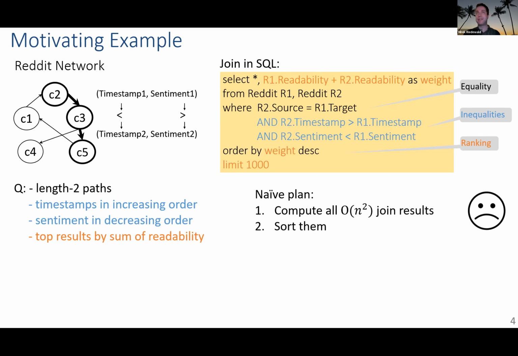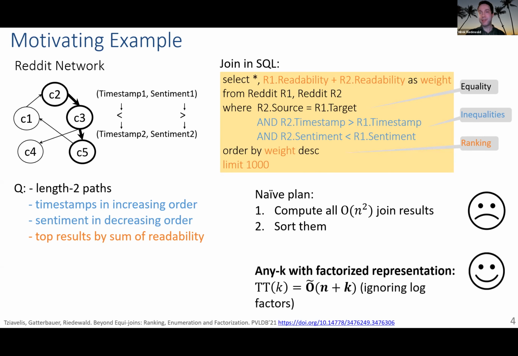When we run this in a typical database, it essentially uses the naive query plan of computing the join first, which is of order n squared size, and then sorts the results. Now, using the factorization techniques that we're talking about here, we can actually get the top k results, let's say the top 1000, in essentially time that's linear in the input and linear in the number of results that we're looking at. Here we're ignoring log factors, and that's not a big deal in this case because the log is essentially a log squared for this specific query, and so it doesn't have a strong impact beyond the linear complexity anyway.